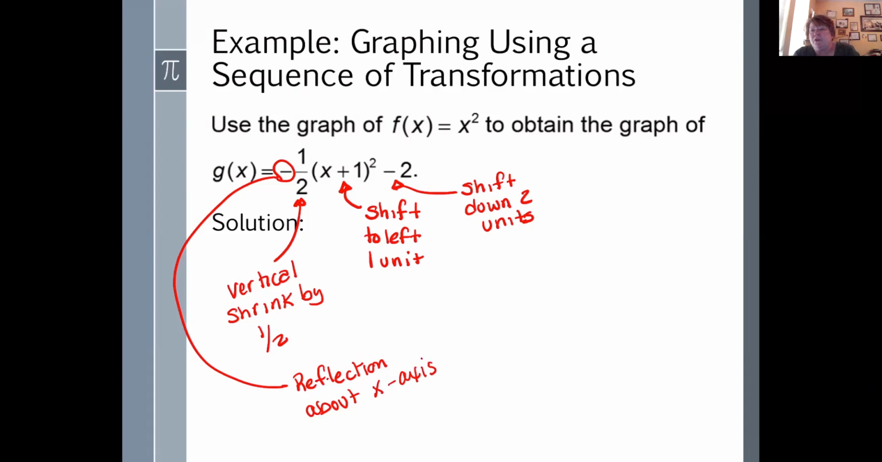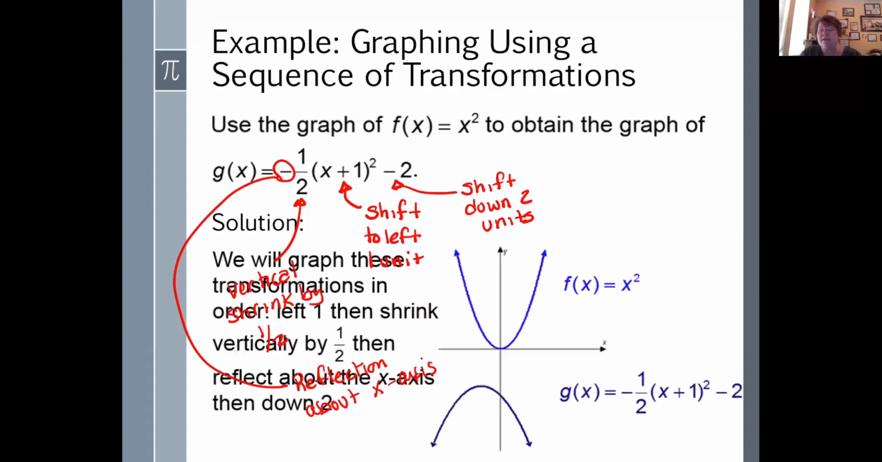So our four transformations that are occurring: we're taking the standard quadratic function, shifting it to the left 1 unit, shifting it down 2 units, multiplying each y-coordinate by 1/2, so we're shrinking it, and then reflecting it around the x-axis. Or we're pointing it downward.